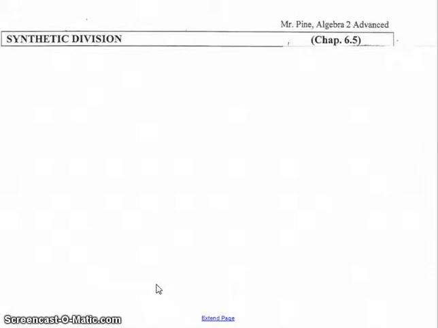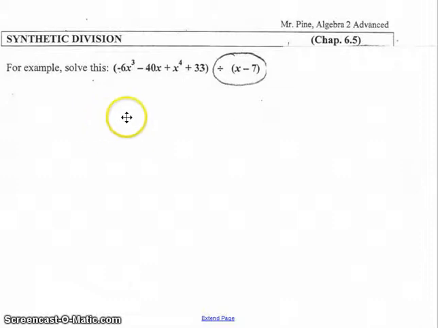Hello, Algebra 2. This video lesson is about synthetic division of polynomials. Again, it's from chapter 6.5, and once again, I'm simply going to walk you through the guide that I've already passed out in class. So the example in the guide is this expression here, negative 6x cubed, and so forth, divided by x minus 7.